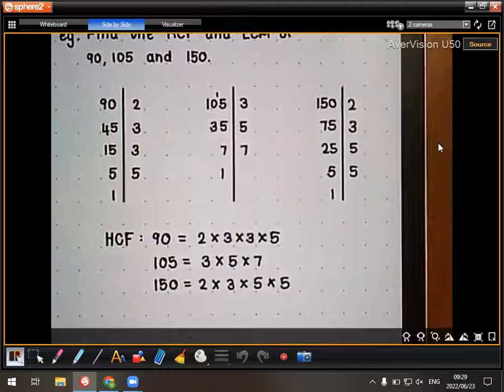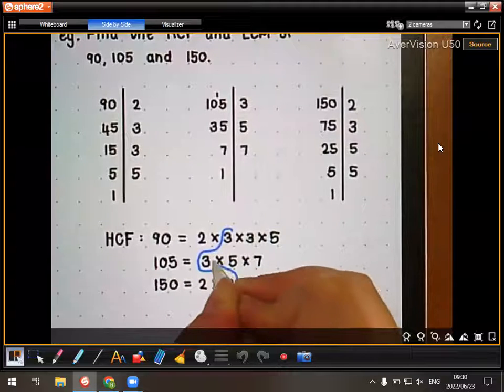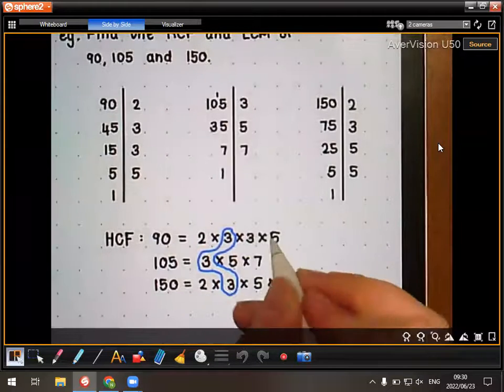Okay, then we are going to look for numbers that are in all 3 of them, not just 2, all 3. Is there a 2 in all 3 of them? No, this is the first and the last ones, right? That's unfortunate. So 2 is not a factor of 105. So 2 doesn't go into all 3 of them. What about 3? Yes. Okay, so we must circle this 3. What about 5? Yes. And then that's it, I think, okay?